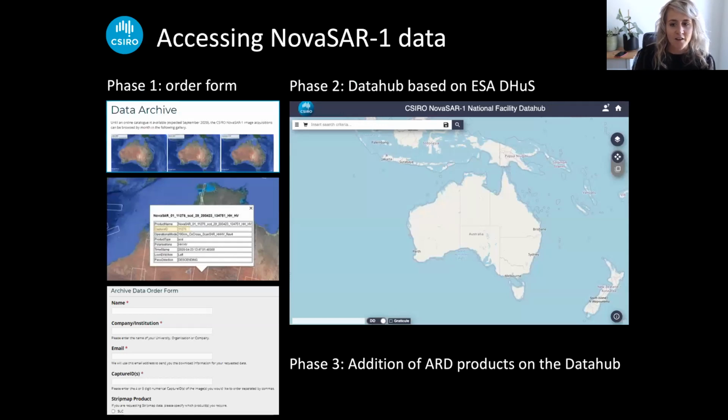So actually accessing NovaSAR data will initially occur via an online form shown here on the left. And this allows users to download KML files that show all of the available data. Clicking on the polygons will then provide a capture ID, and then you simply submit the capture IDs of the images that you require through an online data order form. Phase 2 will see the launch of the NovaSAR Data Hub, and this might look quite similar to you because it's actually a tailor-made version of the European Space Agency's DHuS that many people will have already been using to download Copernicus data. Phase 3 will then involve the addition of the ARD products through this data hub.